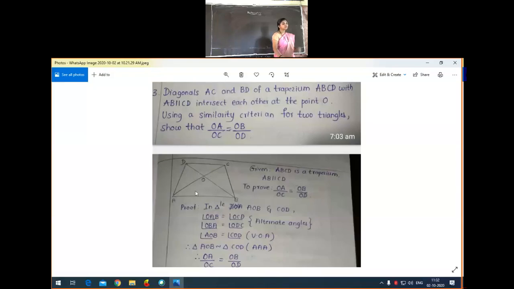I think you have got the clear picture of this corresponding sides concept now. So therefore this triangle is similar to this triangle. So OA divided by OC is equal to OB divided by OD. Hence proved. This is the third question. Is that clear, students? So we'll go to the fourth one.